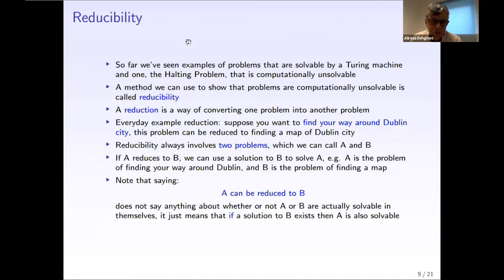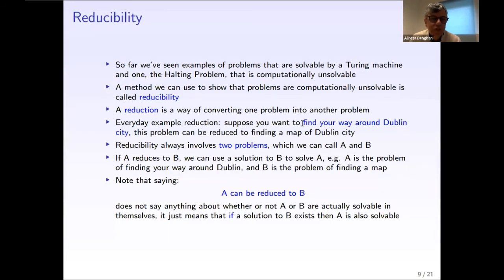What is the story of reducibility? Reducibility is the story of if you can reduce a Turing machine A or computation A to a simpler one. A reduction is a way of converting one problem to another problem. Everyday example of reduction: suppose we want to find our way around Dublin City. Okay, this problem can be reduced to finding a map of Dublin City.